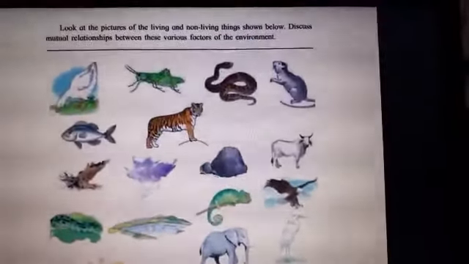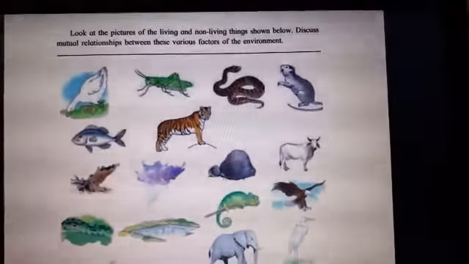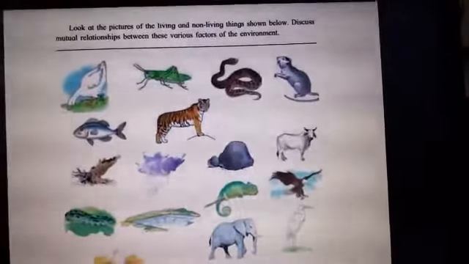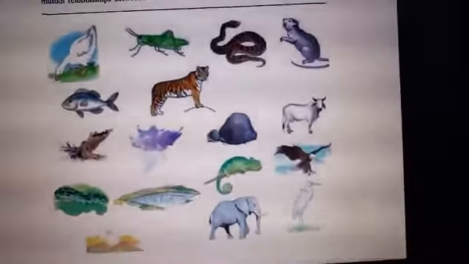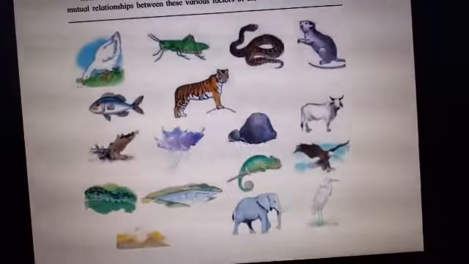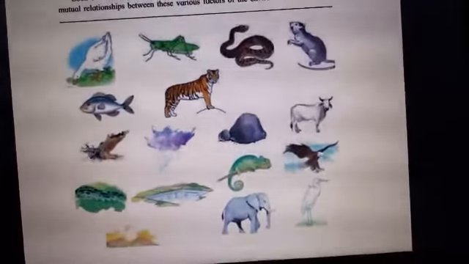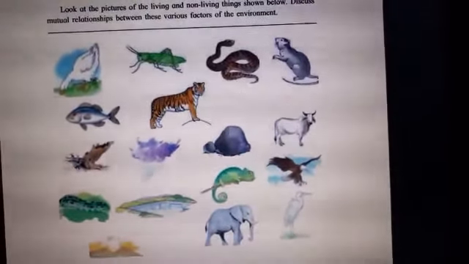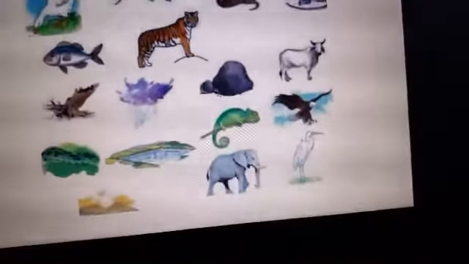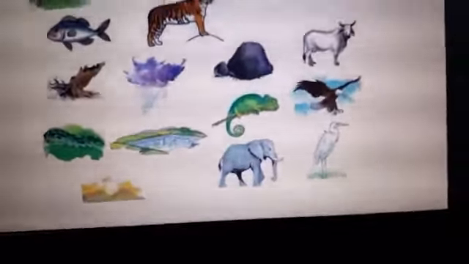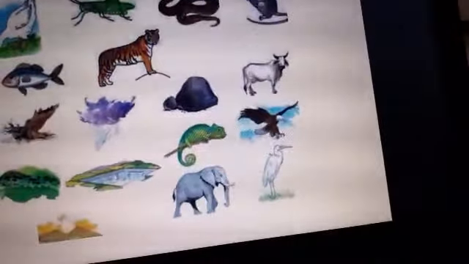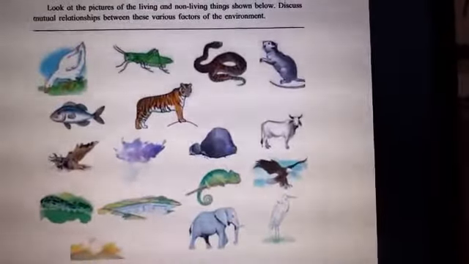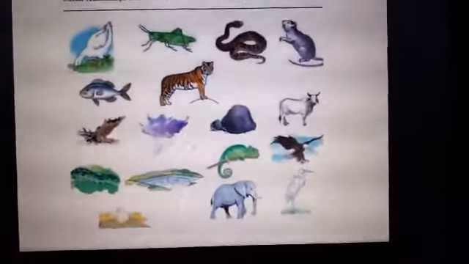Now look at these pictures of the living and non-living things shown below. Discuss mutual relationships between these various factors of the environment. Now you can see here many animals are there, then insects, birds, it's a mixed thing. Then non-living things, that is, water is shown over there. Then we can find rain is visible, stone is there. So many things are there, isn't it? So we have to find what the relationship of them is with each other. So you have to observe.